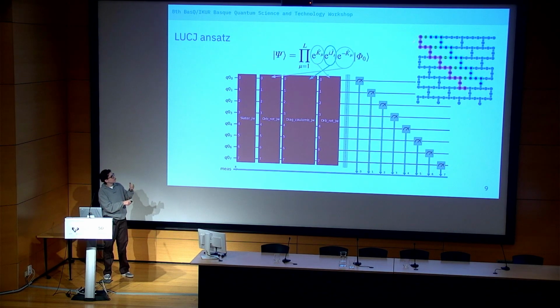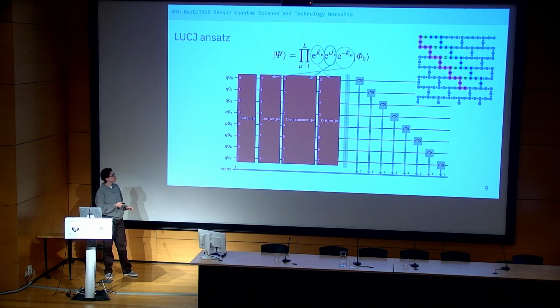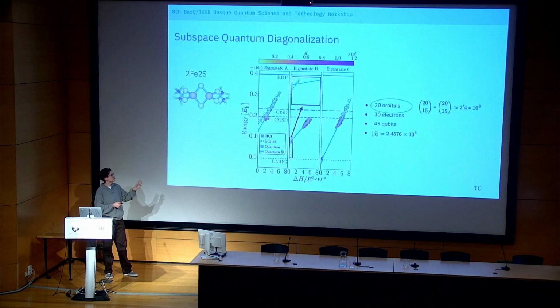So these interactions of different spins depend on the layout of the circuit. For example, here we would have the alpha, that is the red, beta is the blue, and then the different spin interactions are every 4 qubits in these green parts. The parameters for this ansatz come from a classical calculation, a coupled cluster calculation. So this is the ansatz that is used in this algorithm.